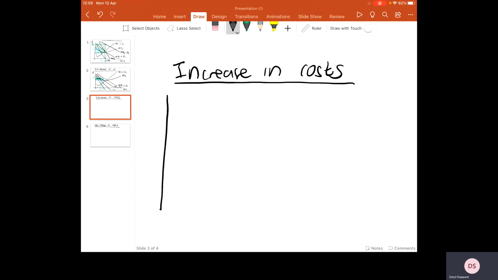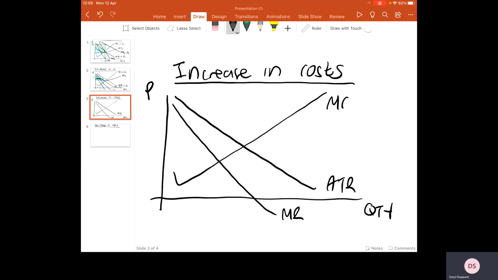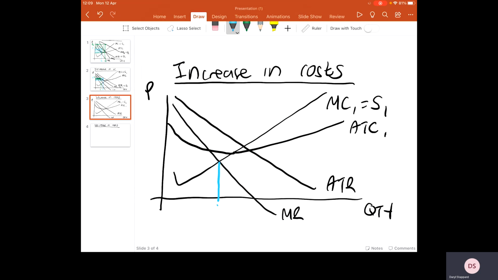So again, what we'll do, we'll start off from a position where the firm is making supernormal profits. So we'll add revenue curves, and then we'll add the cost curves. And again, look, we've got profit max, MR equals MC, that is used to determine the price. And on the back of that, we can see the area of supernormal profits.